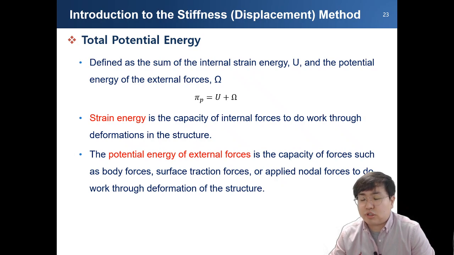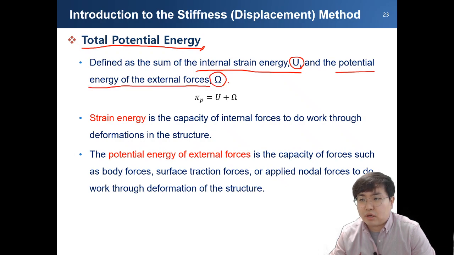Let's check more detail. First, using this approach, we should define the total potential energy in the solid structure. Total potential energy is a summation of the internal strain energy U, and the external force energy omega. Strain energy is the capacity of the internal force to do work through the deformation.